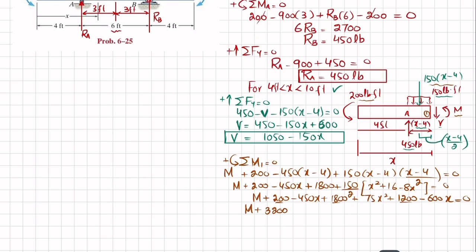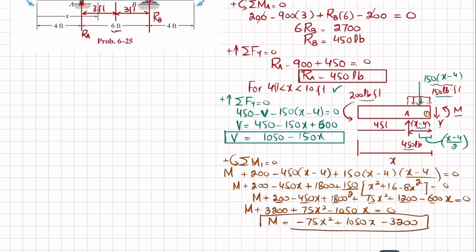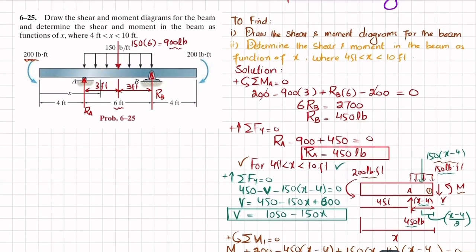So M plus 3200 plus 75x square, and minus 450x minus 600x, it will be minus 1050x, equal to 0. So from here M will be equal to minus 75x square plus 1050x minus 3200, and this is the equation of moment for the region x greater than 4 feet and less than 10 feet. Now we will draw the shear force and bending moment diagram.